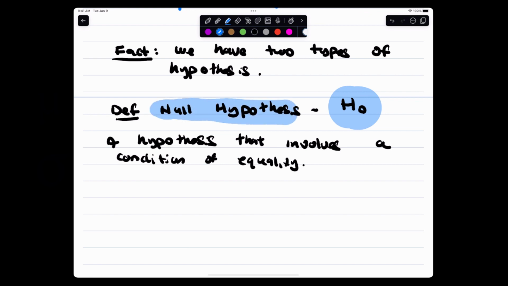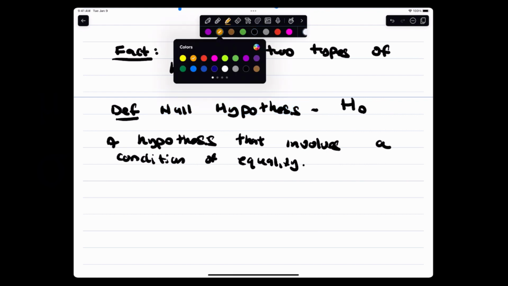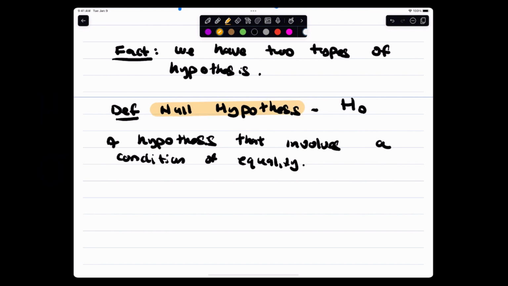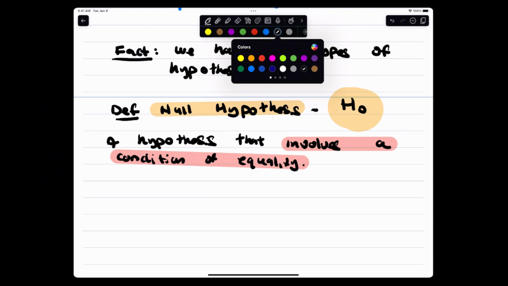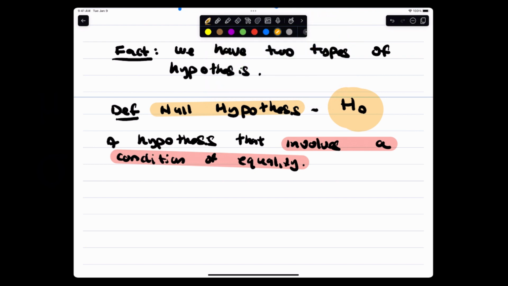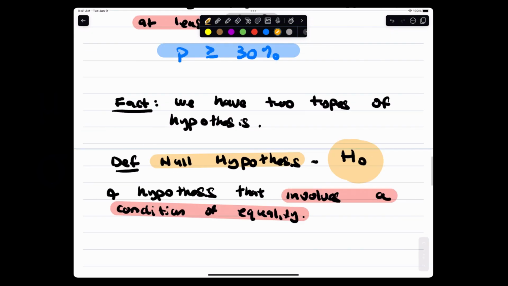Okay, and that's the symbol of the null hypothesis. And you say, what do you mean? And I'm going to color it different. I'm going to give it an orange color. Okay, so you guys know what that is. Null hypothesis, there you go. A hypothesis that involves a condition of what? Equality.